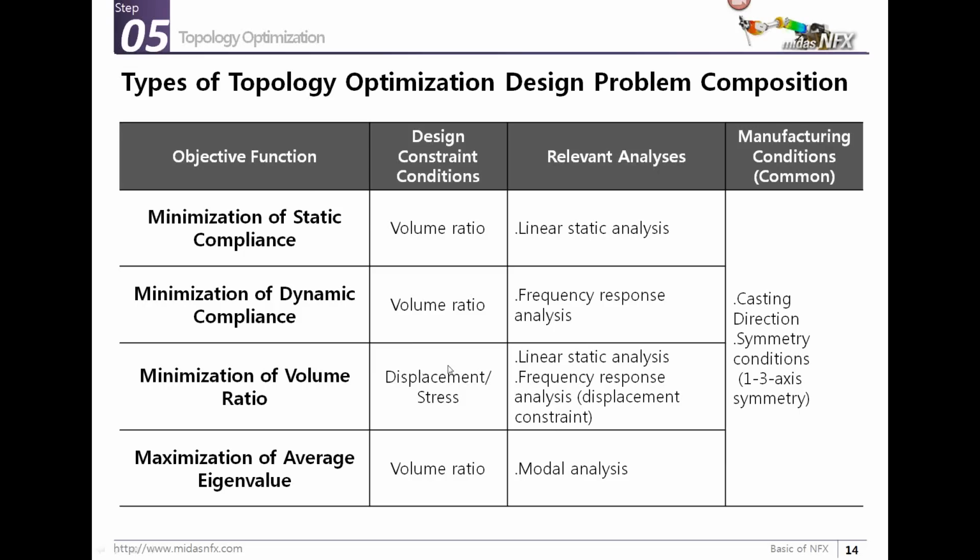In this case, you have the possibility to put a sensor somewhere on your model to test the value of the displacement, the maximum displacement at this sensor during the optimization process. And as soon as your design constraint is satisfied, then it will give you the minimized volume ratio. And you can also do it for the modal analysis, so to maximize the average eigenvalue.